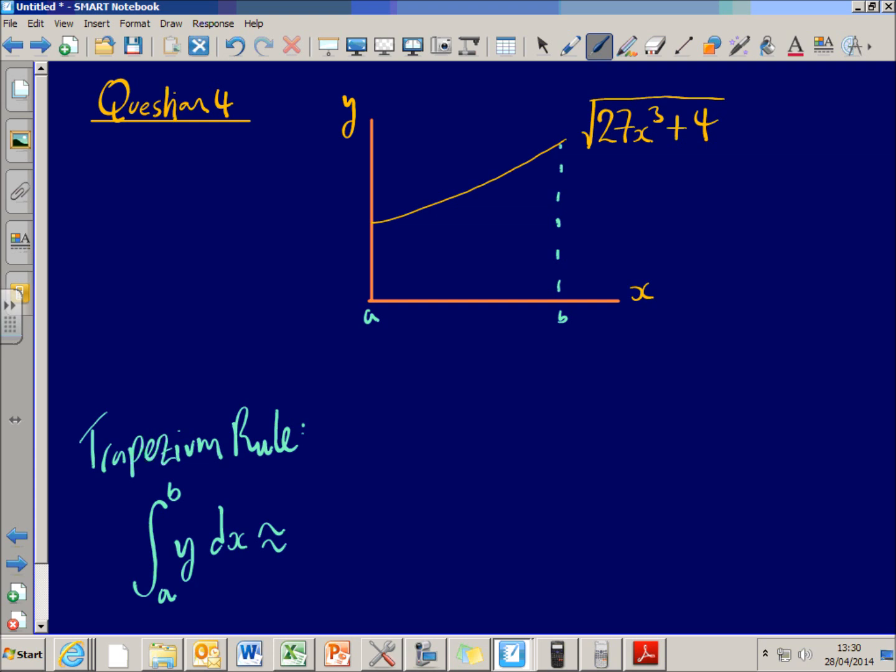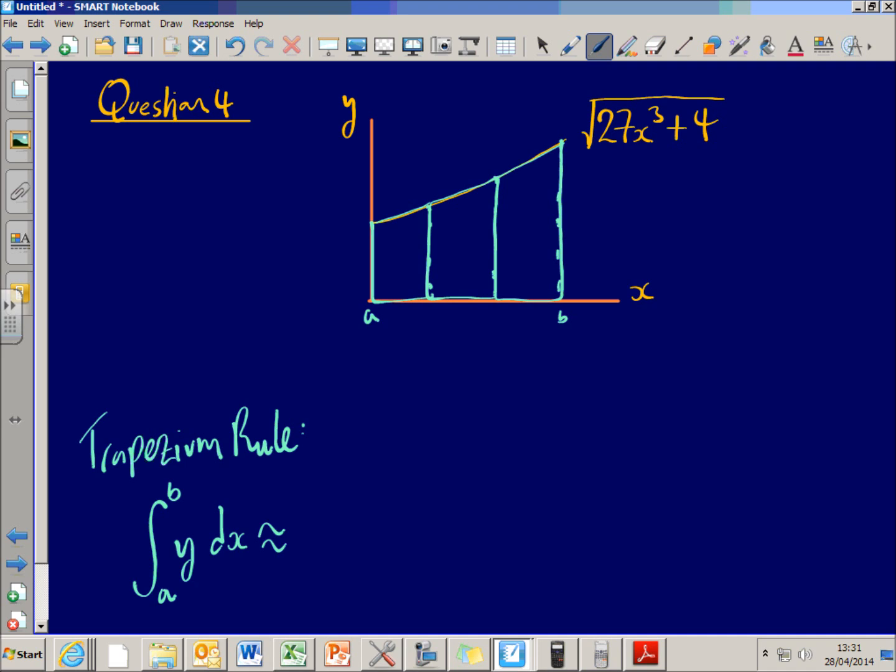What we're going to do is use the trapezium rule, and the trapezium rule basically says split it up into lots of trapeziums and find the area of each trapezium like that, and just add up the areas. So rather than integrate, we're going to add up the areas of those trapeziums. Does that make sense?